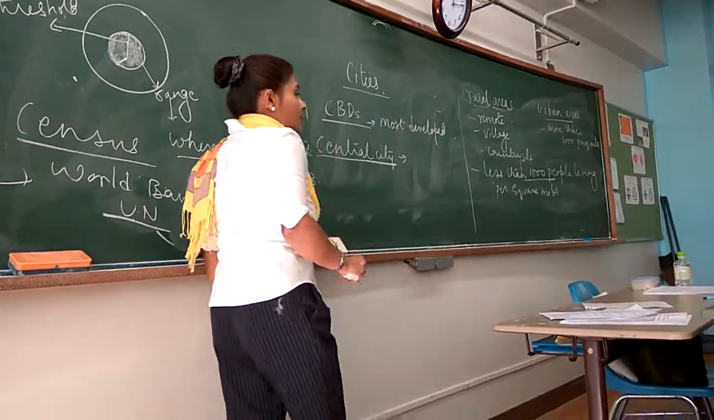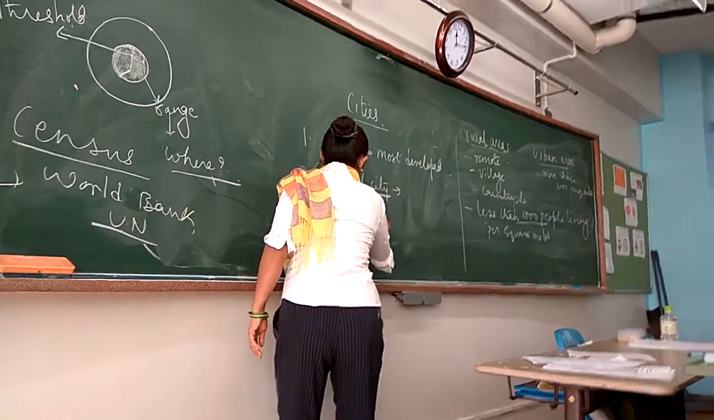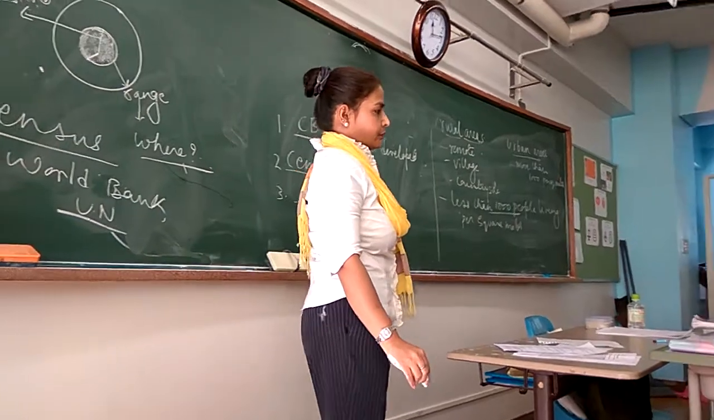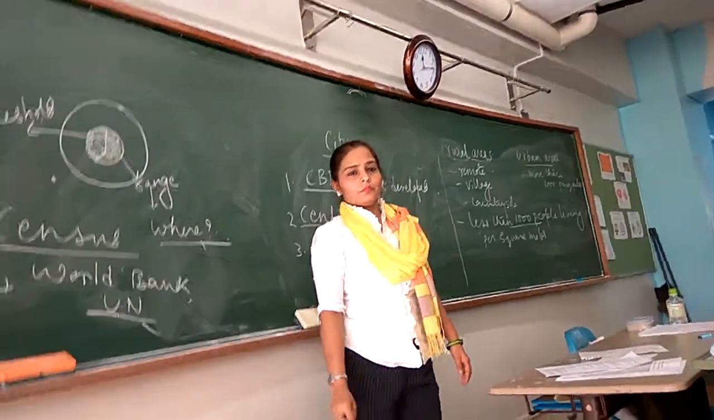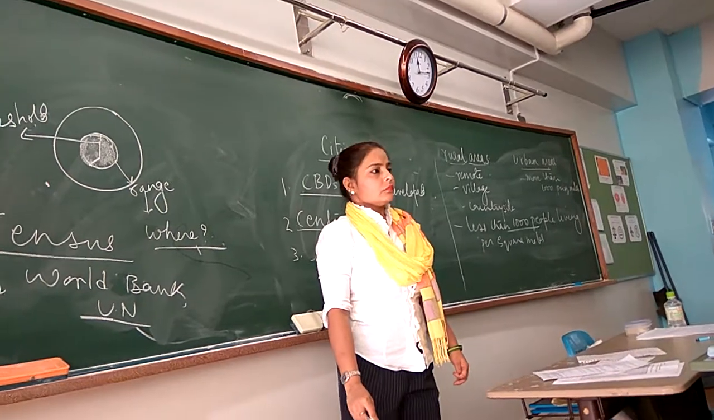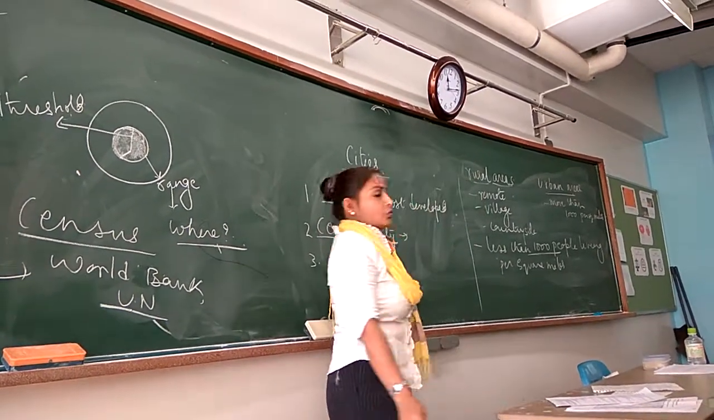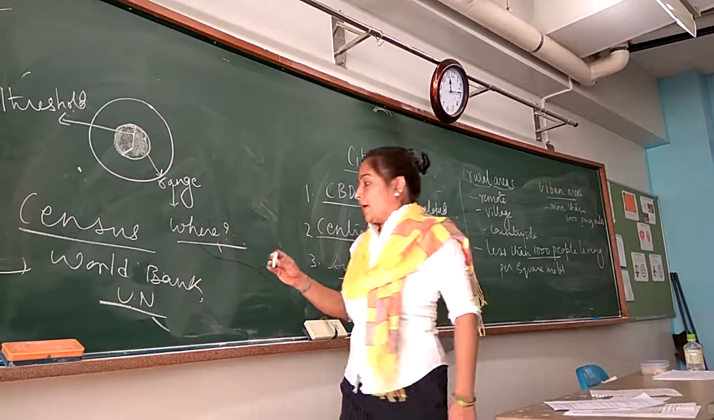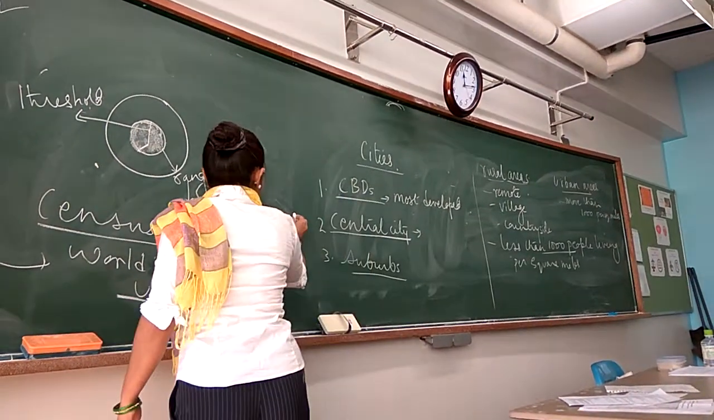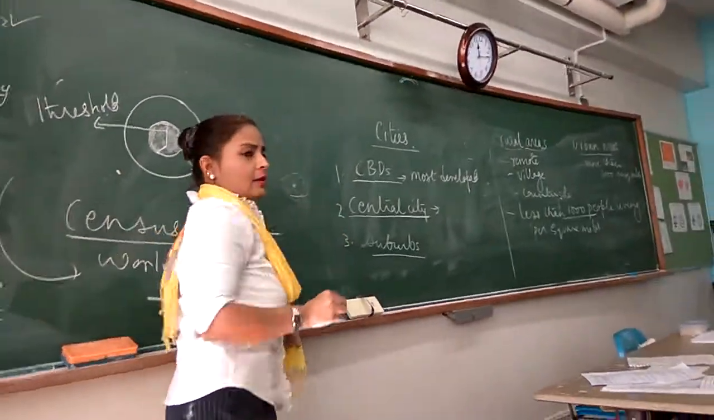Then we have the suburbs. What do you mean by suburbs? They're not in the main city, they're around it. They're not in the main business commercial center. Yes, suburb means adjacent to the central city. You are right. Suppose the central city is here, the suburb is near the central city.